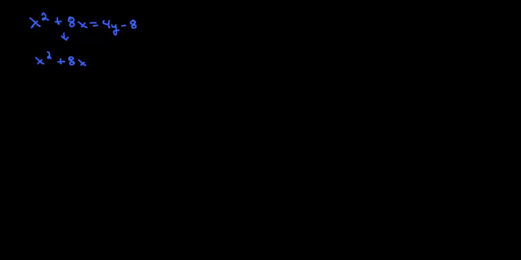Now I'm going to take the 8, I'm going to divide it by 2, and then square that. So this is 4 squared, which gives me 16. So I'm going to add 16 here. I'm also going to add 16 on the other side. So I've kept my equation balanced by putting it on both sides.